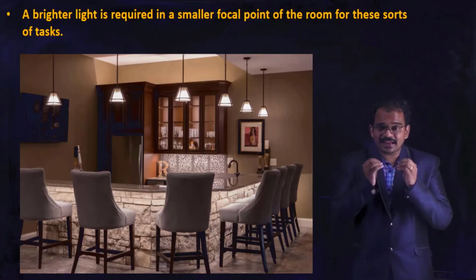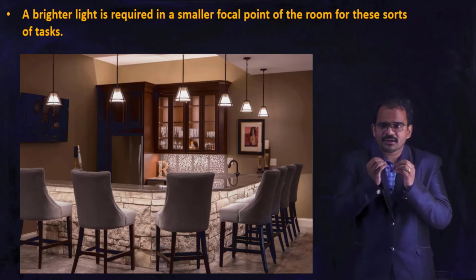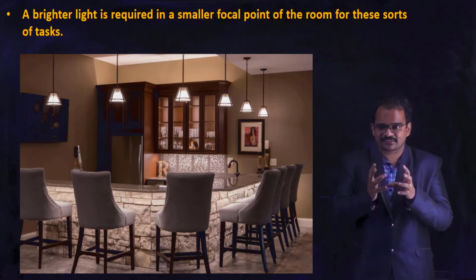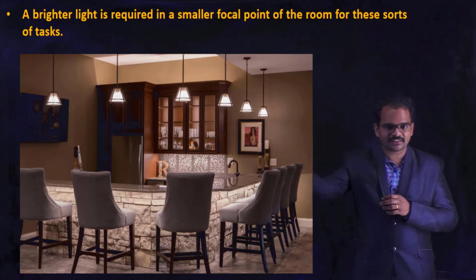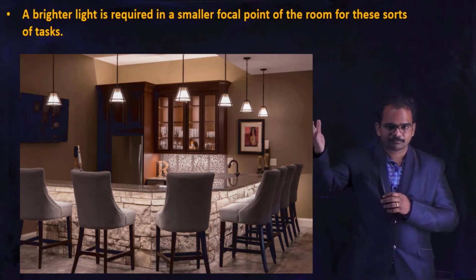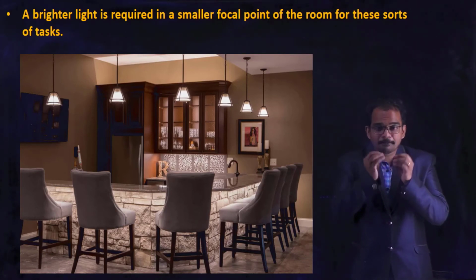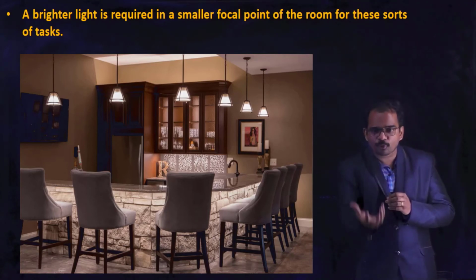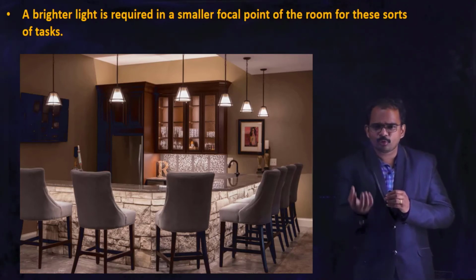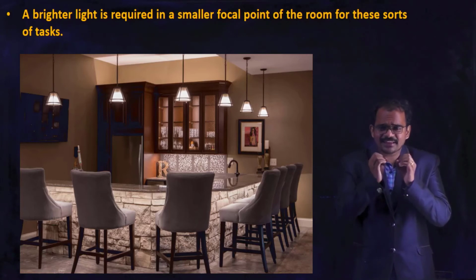A brighter light is required in a smaller focal point of the room for this sort of task. As you can observe here, there is a dining table over which you have task lighting. So we should use a brighter light in a small focal area to achieve the task lighting effect.